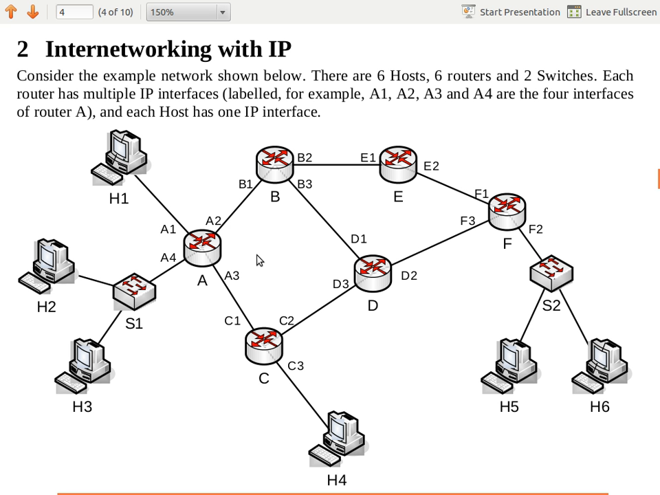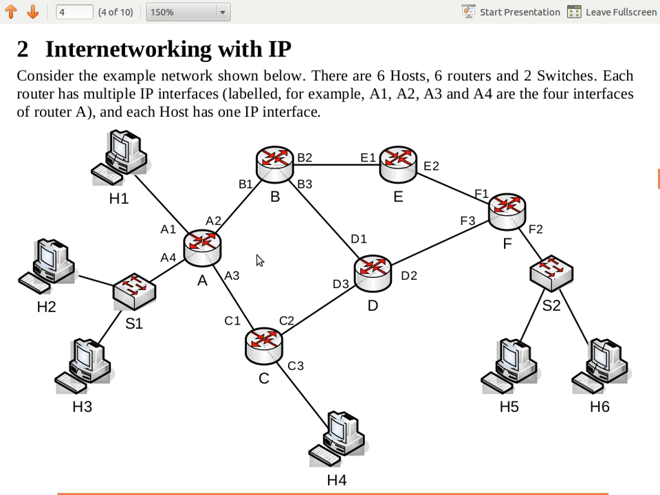How many subnets in this internet? 4 is wrong. 24 is wrong. I'll say when it's correct. 5, 1, 12, 16.